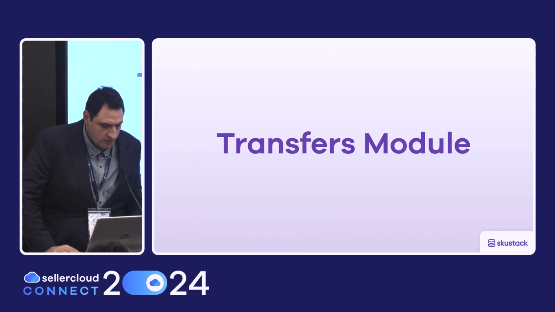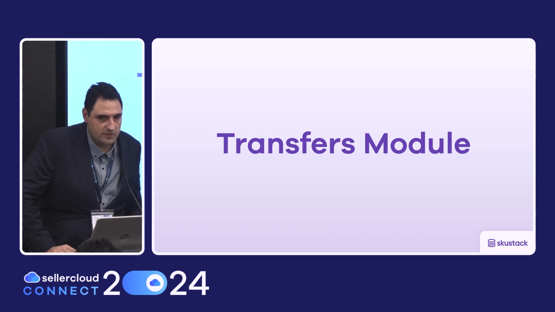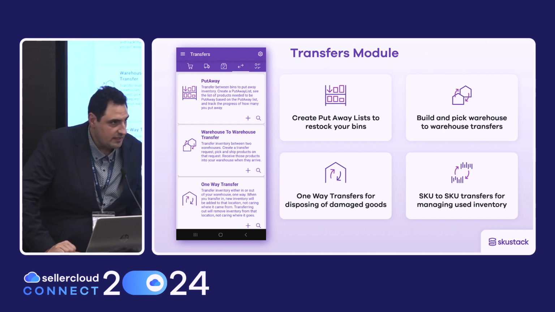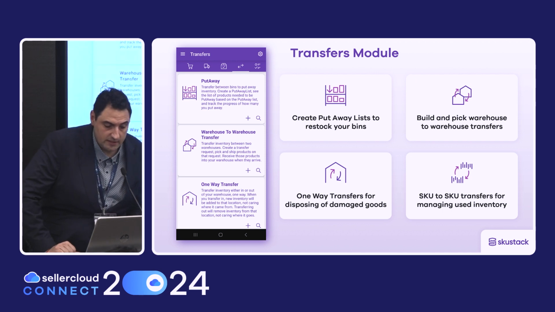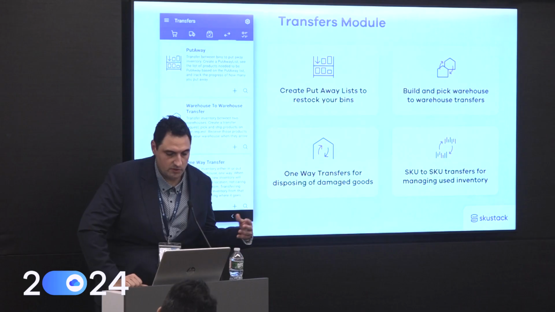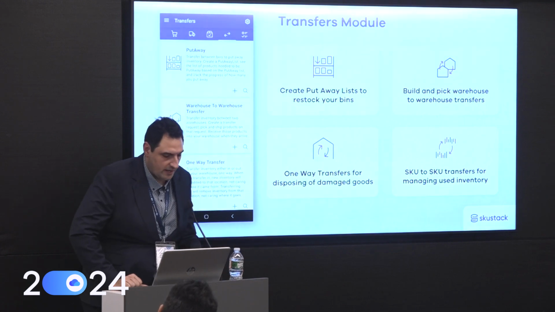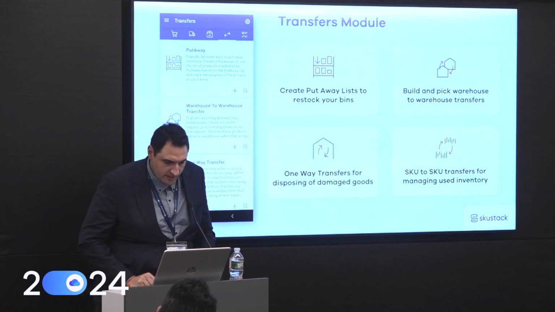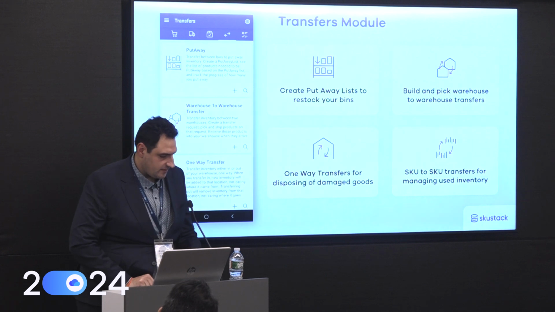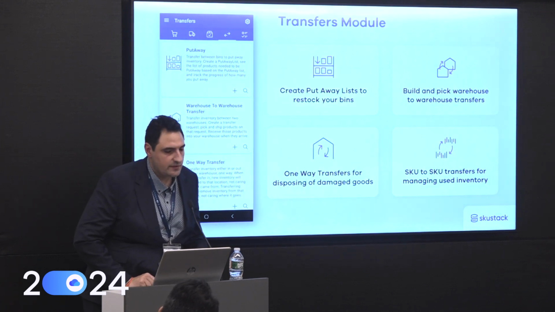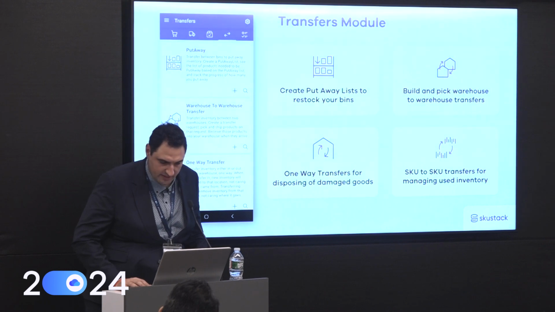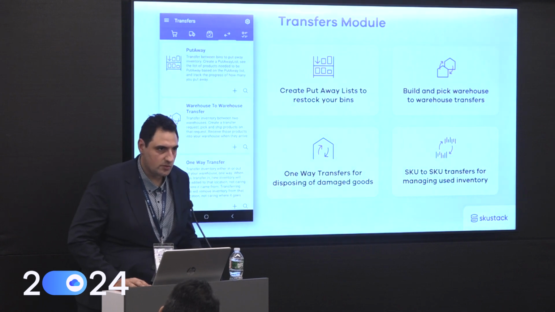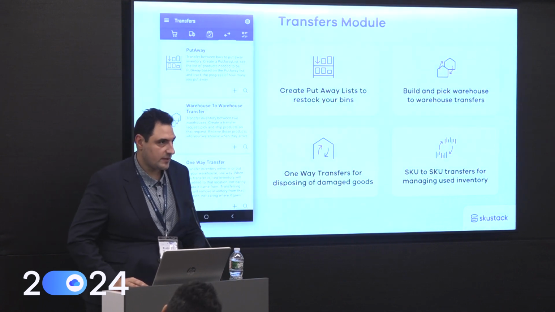So within Skustack, we can also do all sorts of inventory transfers between bins, between SKUs, between warehouses. I should mention, though, that you can only be logged into one warehouse at a time. So if you have multiple warehouses, the first thing you want to do is make sure that you're logged into the correct warehouse. And from that point onwards, everything is very streamlined. So within the transfers module, we can do put-away lists, warehouse-to-warehouse transfers, one-way transfers, SKU-to-SKU transfers. And as I mentioned, if you have serialized products or lot expiries, they are transferred over with the inventory.